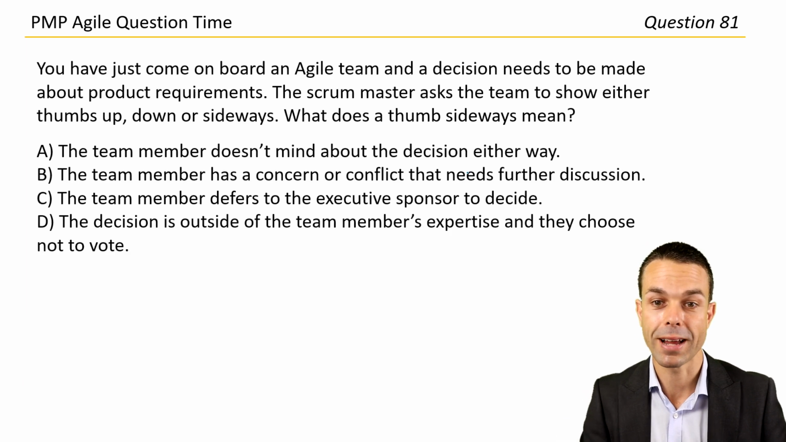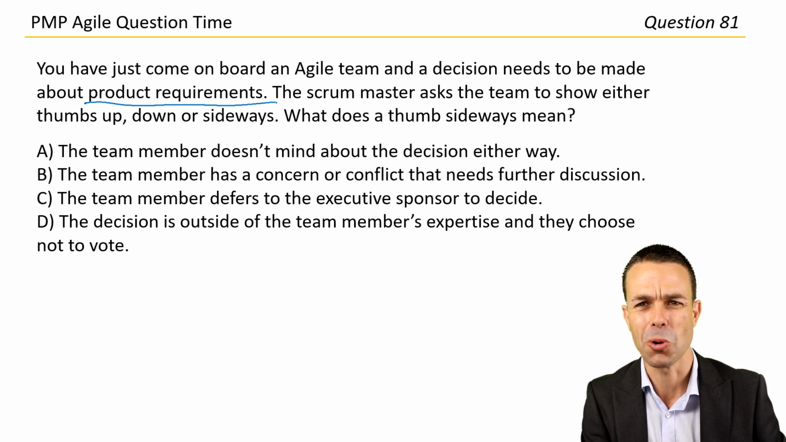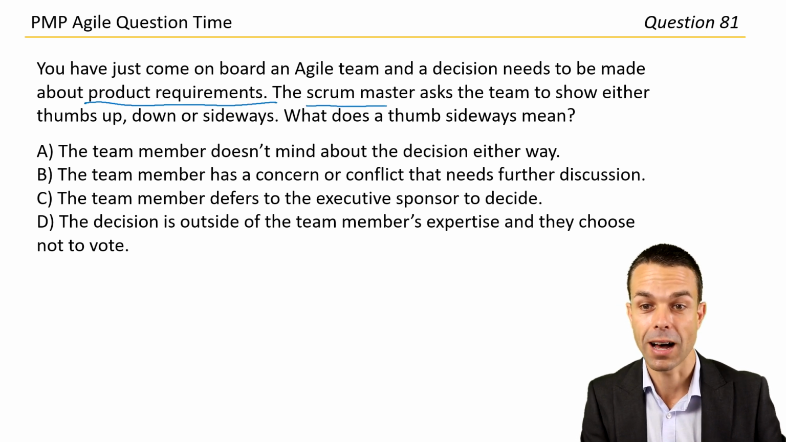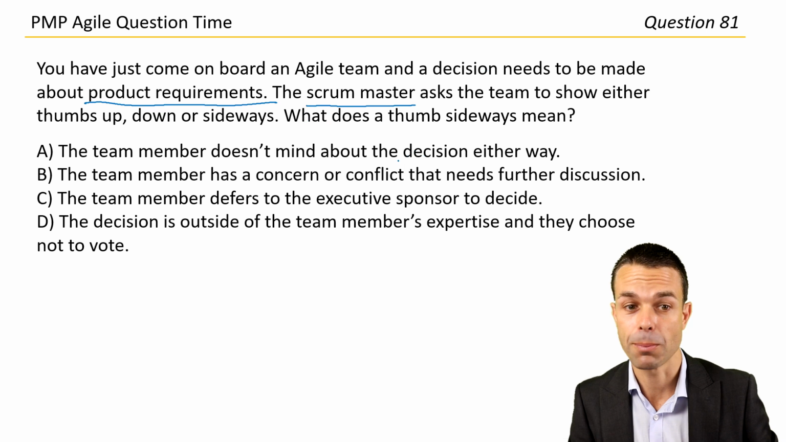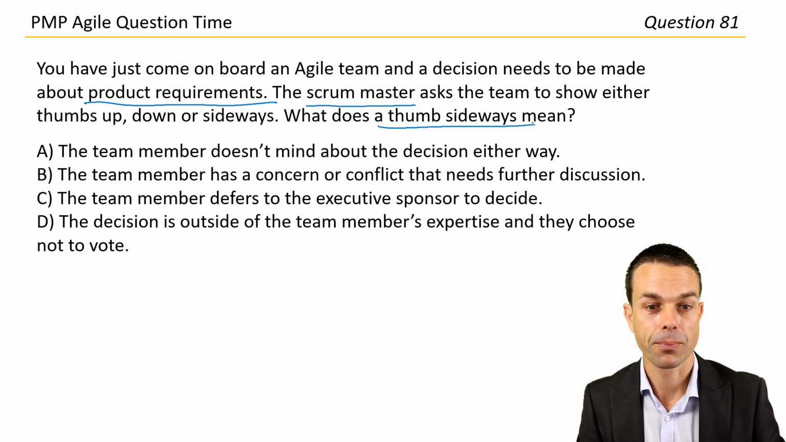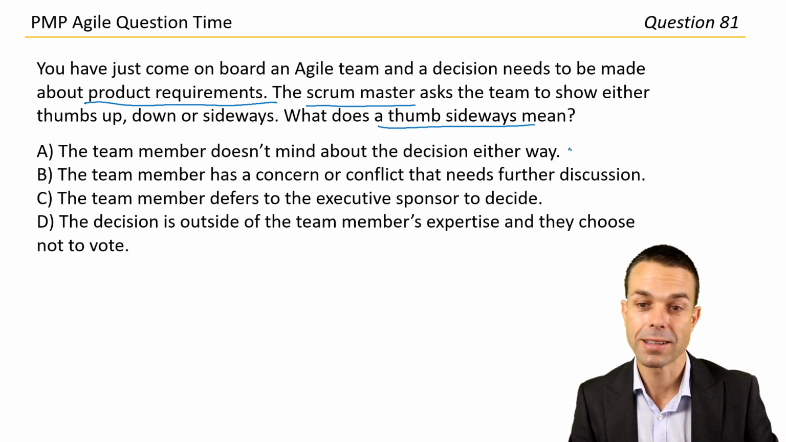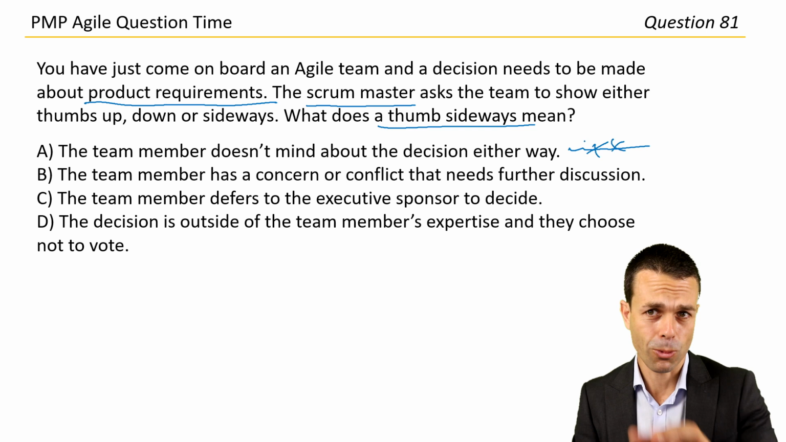You have just come on board an Agile team and a decision needs to be made about product requirements. Oh, this is good. The Scrum Master asks the team to show either thumbs up, thumbs down, or sideways. Okay, what does a thumb sideways mean? That the team member doesn't mind about the decision either way? That sounds right, but that's not right, and we'll see why in a second.